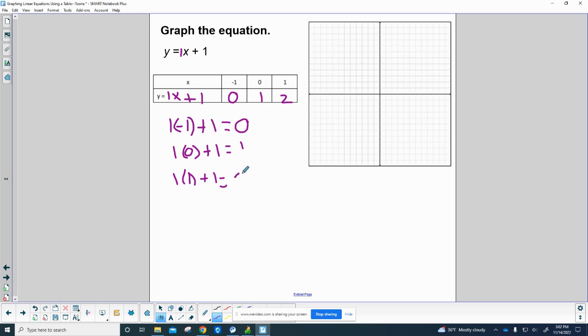So the last part of this problem, before we graph it, we want you to write these as ordered pairs. So (-1, 0)... Oh, the first one was (-1, 0), this middle one was (0, 1), and then (1, 2). There's our 3. Now let's graph them. Negative 1 and 0. 0 and 1. And over 1 and up 2.